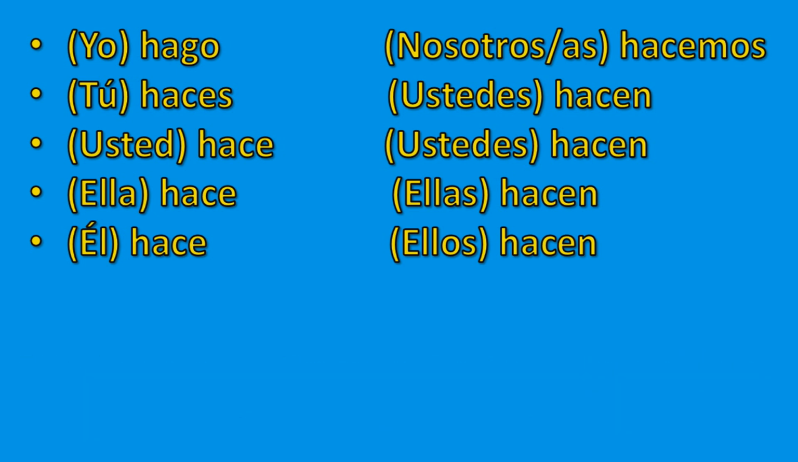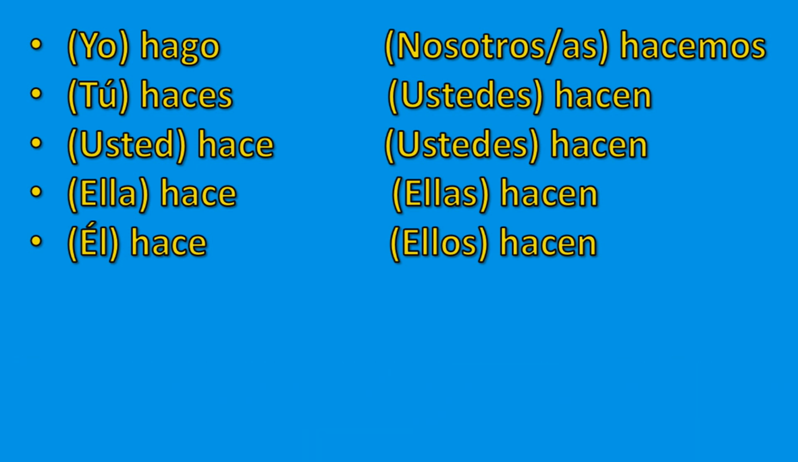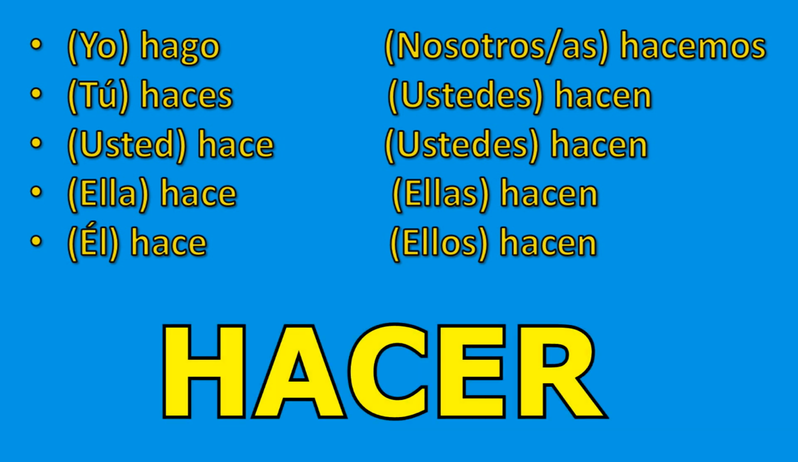Or another example, yo siempre hago los quehaceres del hogar. I always do the housework. Yo siempre hago los quehaceres del hogar. Okay, in Spanish, remember, is only one verb for to do and to make. If you want to say a sentence using to do or to make, you use in Spanish the verb hacer and you conjugate it like this.